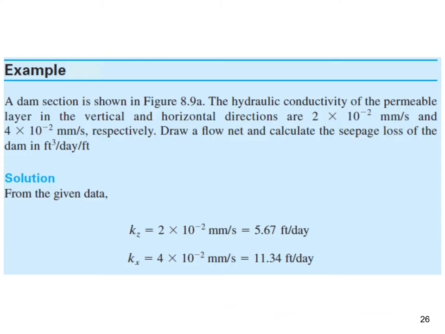Now look at this example. A dam section is shown in figure 8.9a. The hydraulic conductivity of the permeable layer in the vertical and horizontal directions are 2 into 10 raised to the power minus 2 millimeter per second and 4 into 10 raised to the power minus 2 millimeter per second respectively. Draw a flow net and calculate the seepage loss of the dam in cubic feet per day per foot.